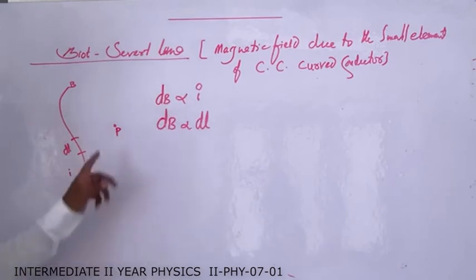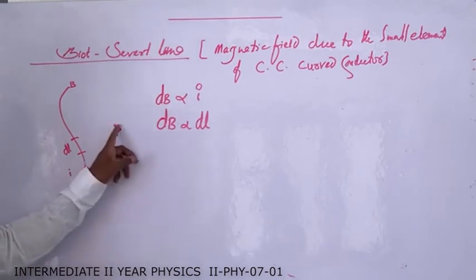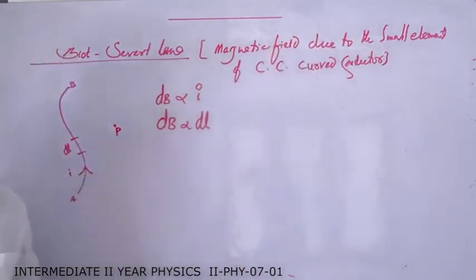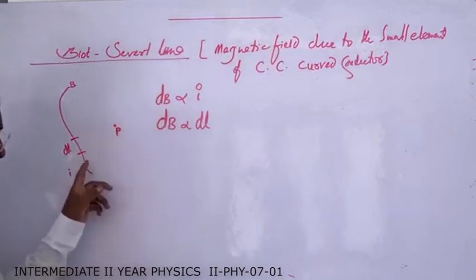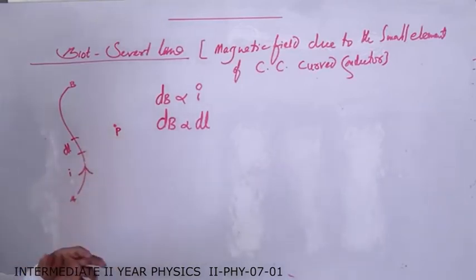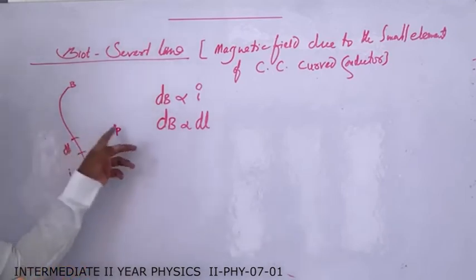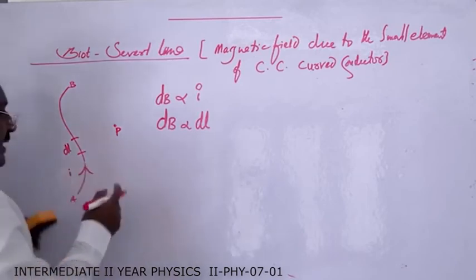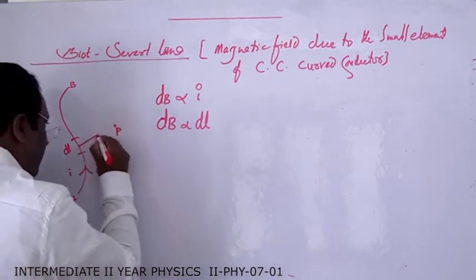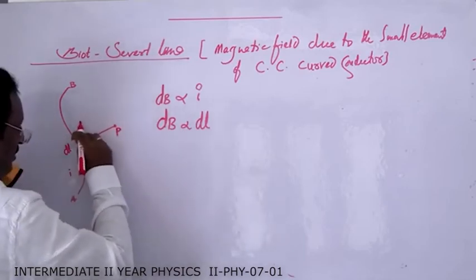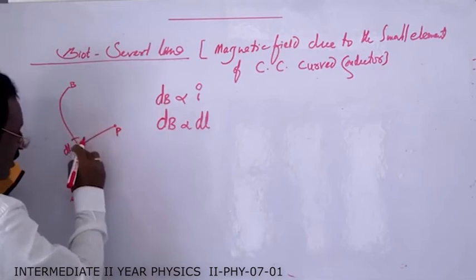Now, you take this point P. If you take this point P at a very infinite distance, what happens? The field becomes zero. If we take this point P very near the conductor, the field becomes infinity. So that means the field also depends upon the distance of this point from the conductor, from the element, from the source. So that is why we connect the point P and this element.